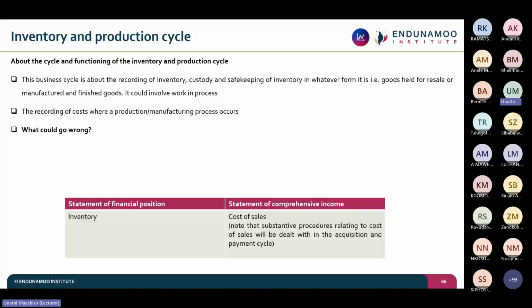The substantive procedures that relate to cost of sales sit in the acquisition and payment cycle. Remember how I told you that those transactions could either be purchases of general assets, cost of sales, or operating expenses. The cost of sales leg sits in your purchases cycle, and your inventory leg sits in your inventory and production cycle. So it's one concept that splits over two cycles and also splits over three CTA disciplines. I hope that makes sense. It came out a little bit jumbled.